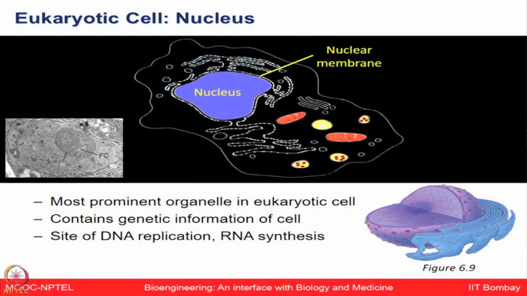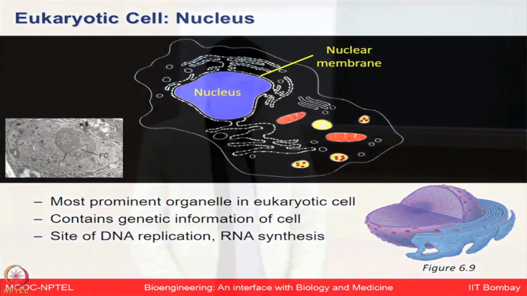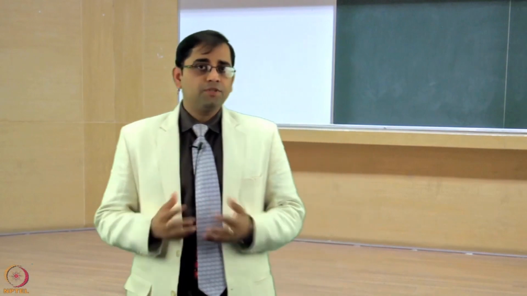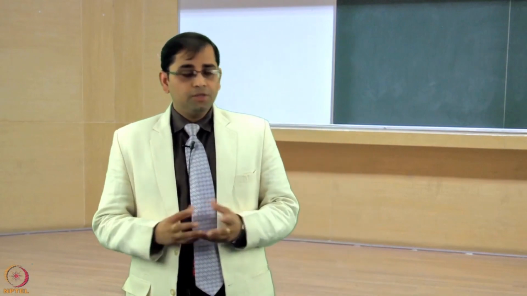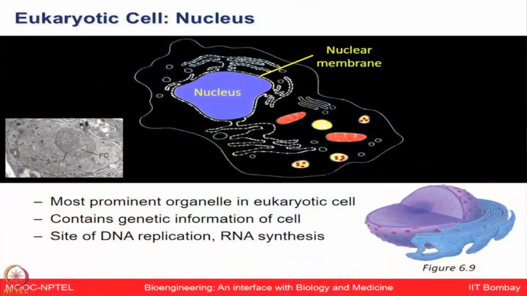Let us now move on to the next organelle, which is the nucleus. This is the most prominent organelle in the eukaryotic cell, and you have rightly mentioned that it contains the genetic information which is required for the cell and provides a site of DNA replication and also the RNA synthesis which happens inside the nucleus. So, the nucleus is one of the most prominent and important organelles, which is of course governing many of the crucial activities for the cell.